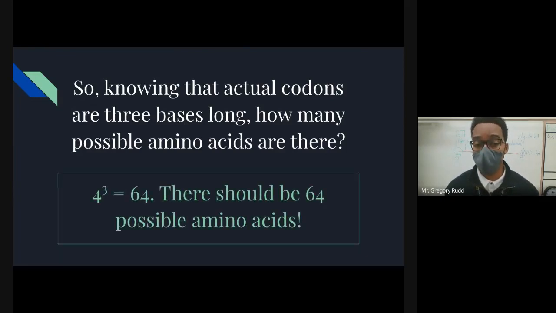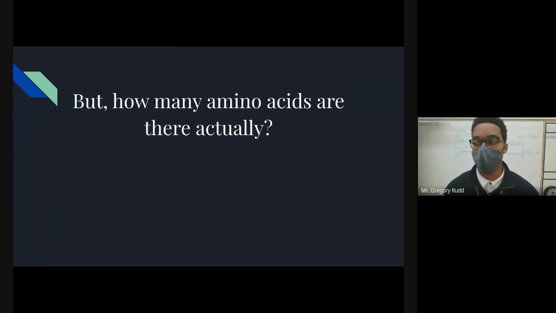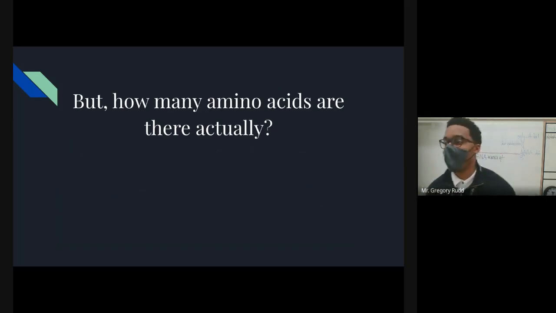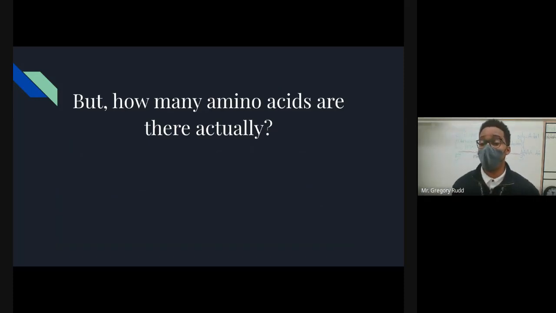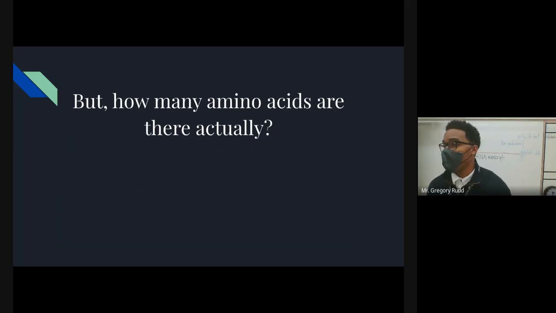There should be 64 possible amino acids, but that's not how many there actually are. How many are there actually? Do you guys know? How many what? An amino acid? No, the codon is 3, like you said. So every group of 3 codes for an amino acid. Every codon codes for it.